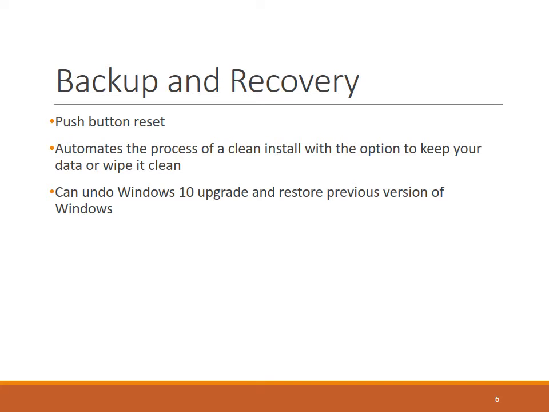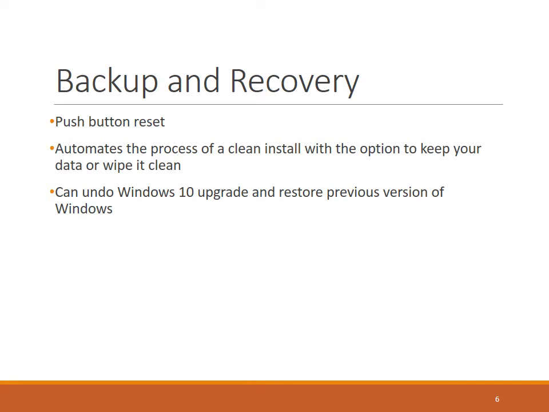You can also undo the Windows 10 upgrade and restore a previous version of Windows. So say you're coming from Windows 7 and you do an upgrade installation to Windows 10, and something goes awry, or your application doesn't work, or maybe you're getting frequent blue screens, you can undo the Windows 10 upgrade with the push of a button.